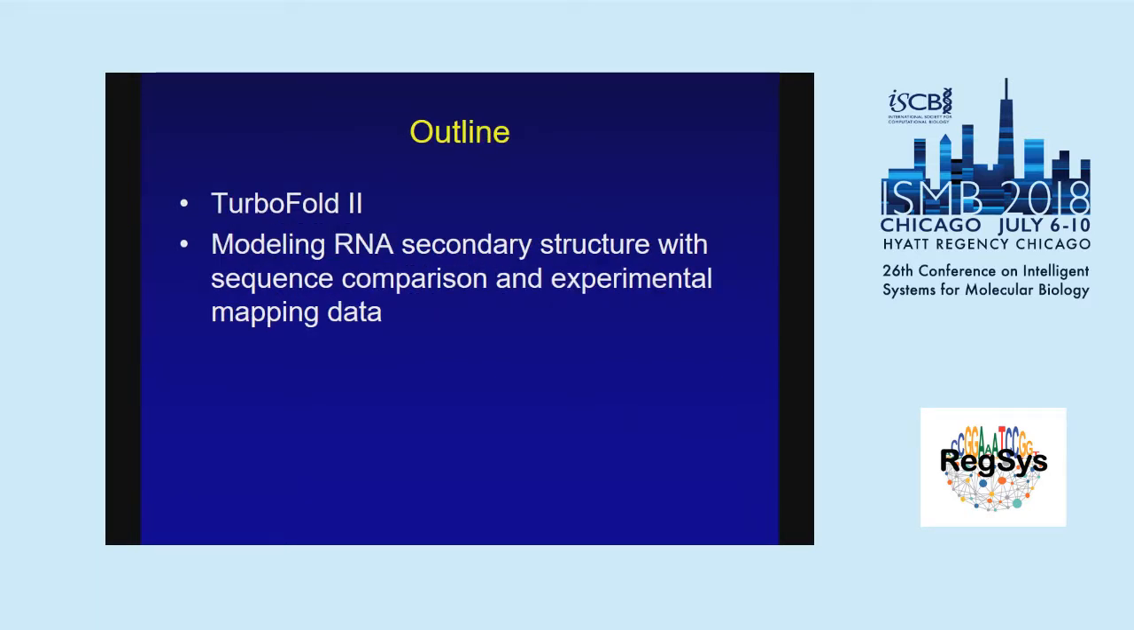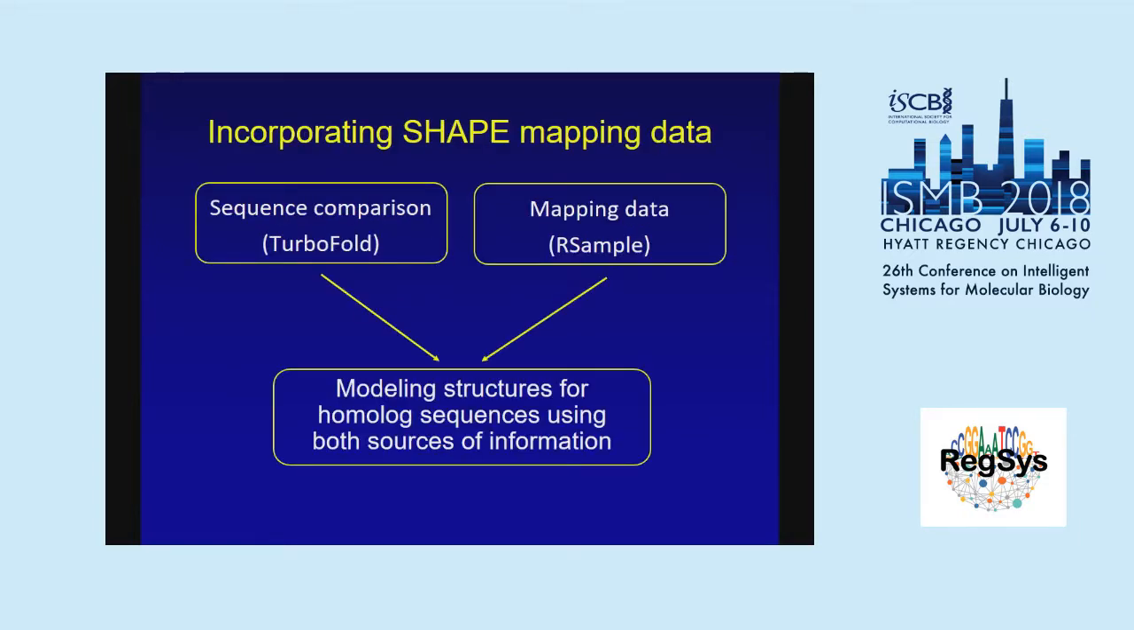Next, I'll briefly talk about a project using SHAPE experimental data to calculate the secondary structure. We know that by using sequence comparison, it can give better structure prediction accuracy compared with single sequence tools. And it's also been shown by our lab mates that using SHAPE experimental mapping data can improve single sequence structure prediction. So this project merges these two concepts together to look for synergy.